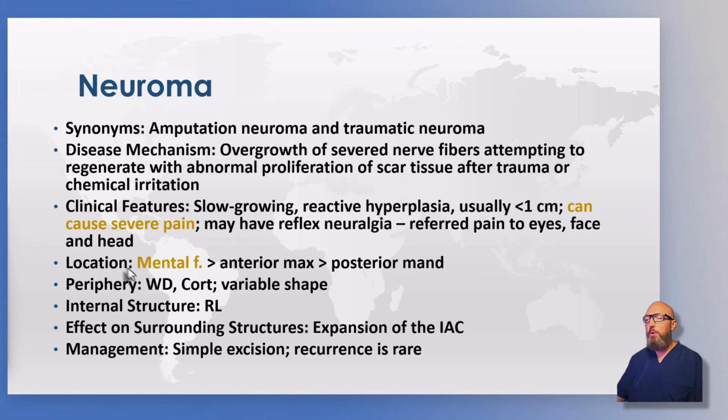But then it starts to grow from there, and typically you're going to see it enlarge the mental foramen. So that's kind of the classic appearance when a dentist is going to find a neuroma. But in other cases, it's going to be somewhere along the canal and look just like a neurolemoma, so you can't really differentiate them. Treatment about the same, simple excision, recurrence is going to be rare.